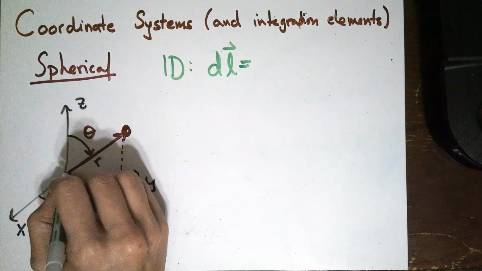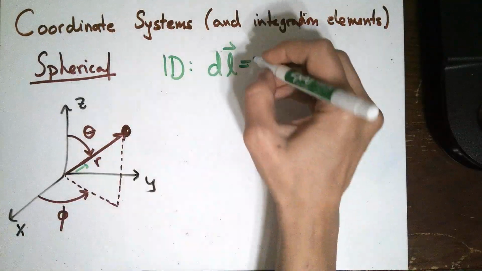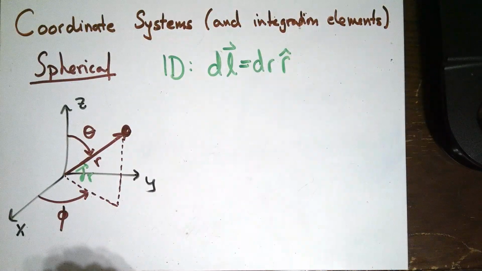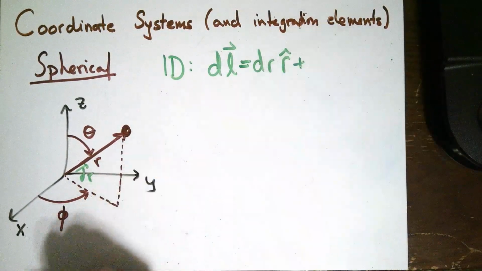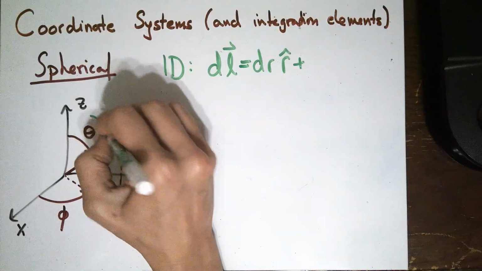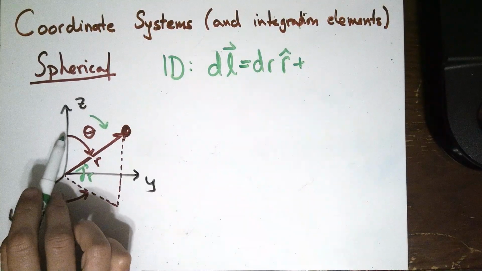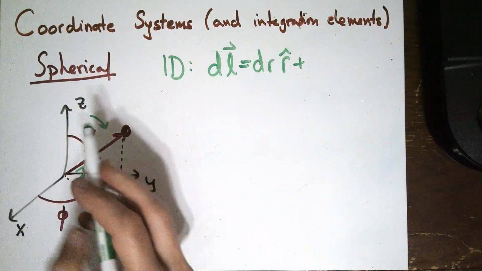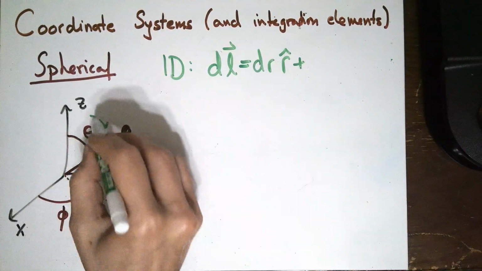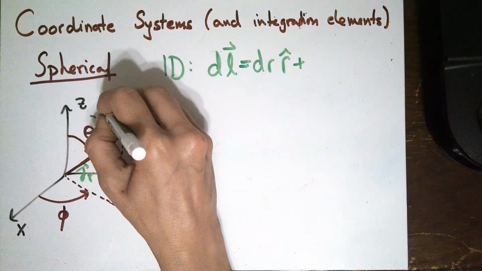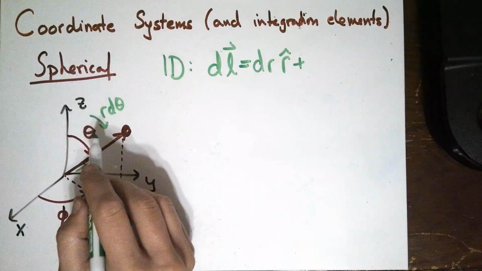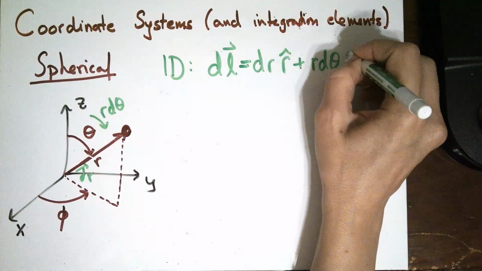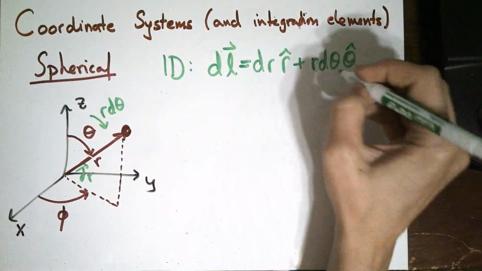Well, we might take a little step in r out like that, and that would just be dr in the r direction, or r hat. We might take a tiny step in theta, but this is, again, going to be an arc length that depends on how far out we are in r. So we have a smaller step in close, a larger step farther away. So this little step is going to be r times d theta, and that would be in the theta hat direction.